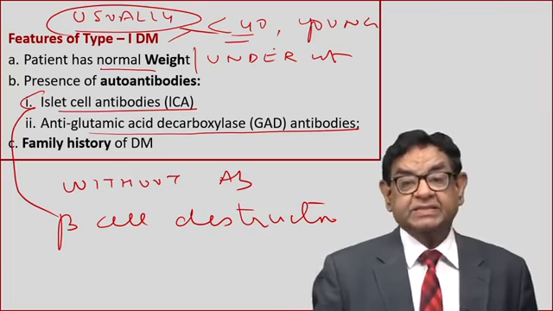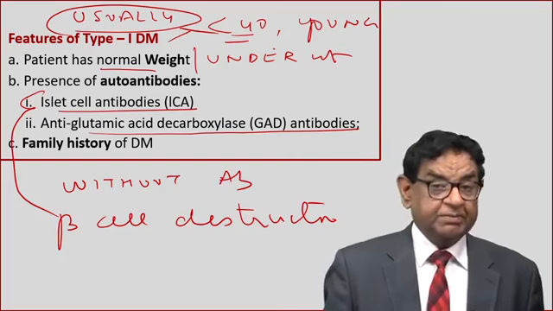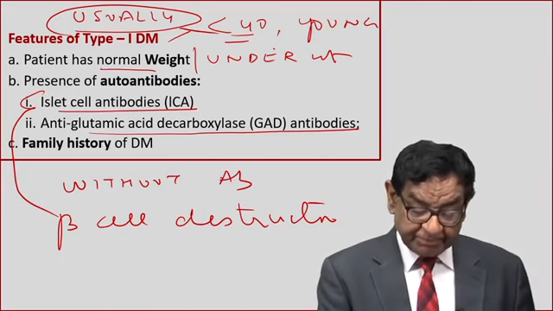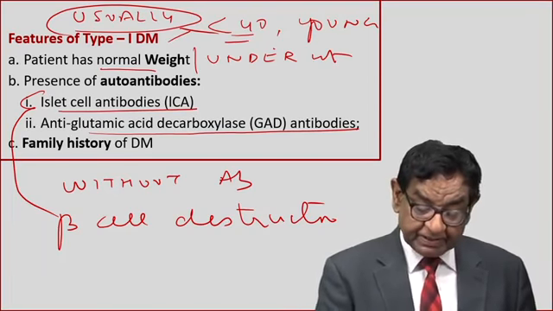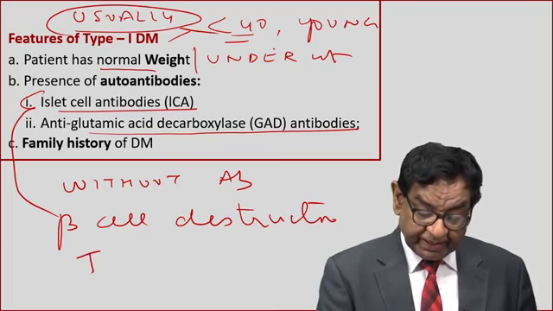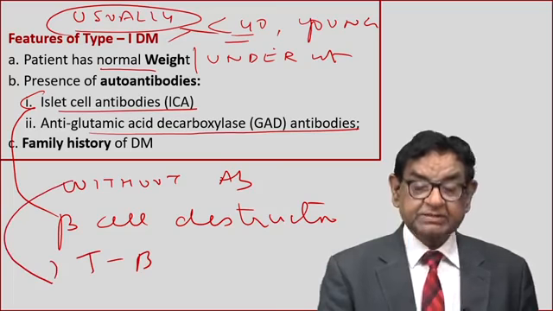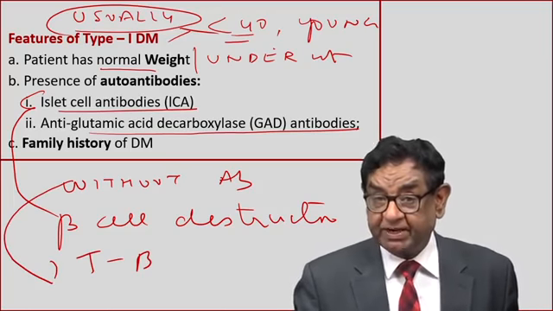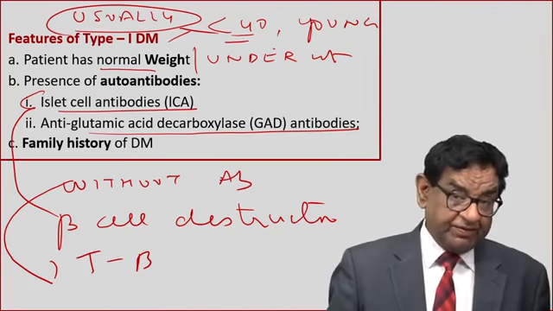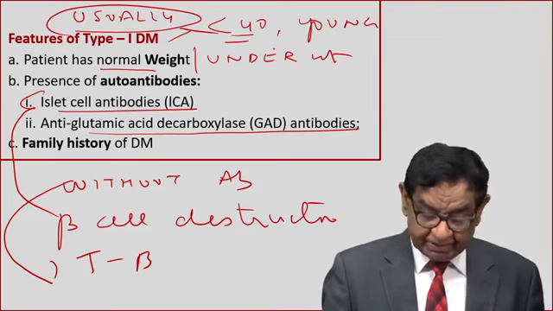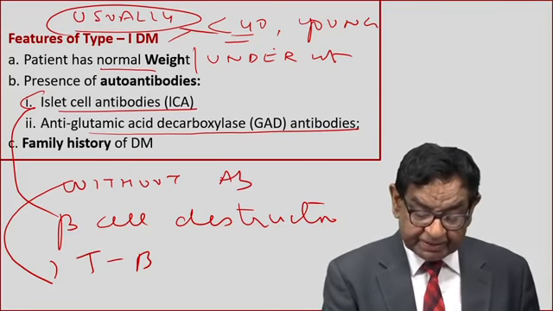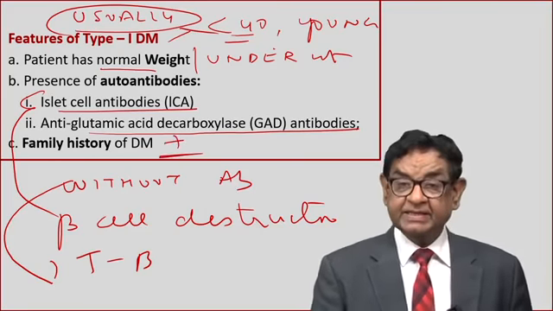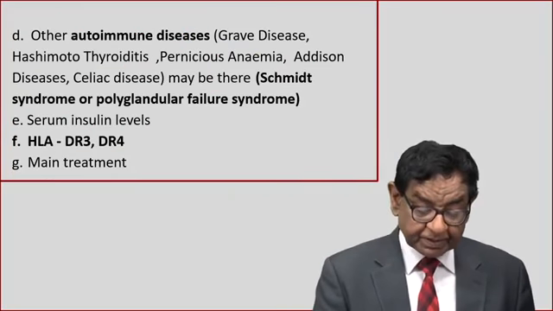But there are many cases where beta cells are destroyed but there are no autoantibodies, perhaps due to viral infection. That is why we call them type 1b diabetes. There is again destruction of beta cells without antibodies, by viral fever, and we call it type 1b diabetes. And family history of diabetes may or may not be there in type 1 diabetes.